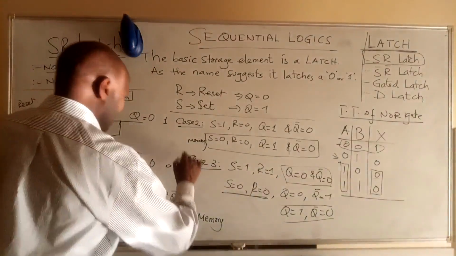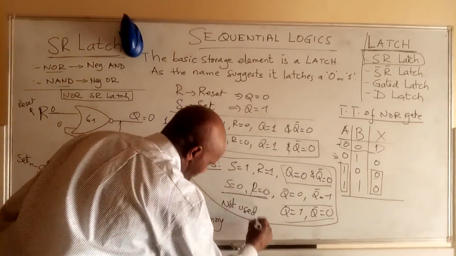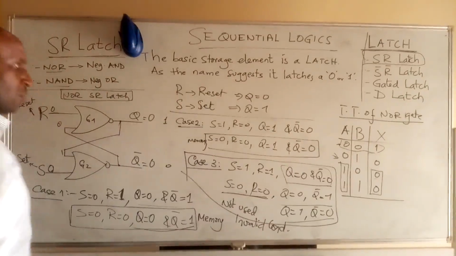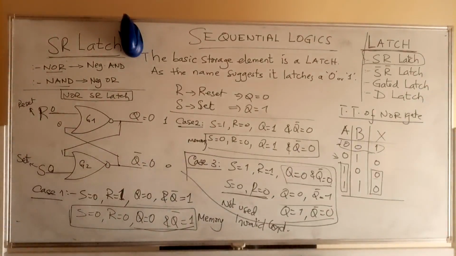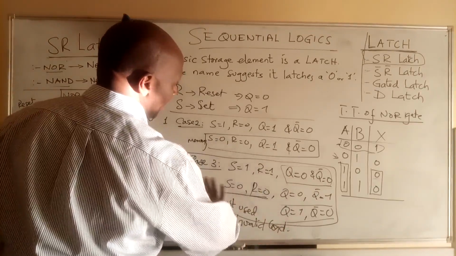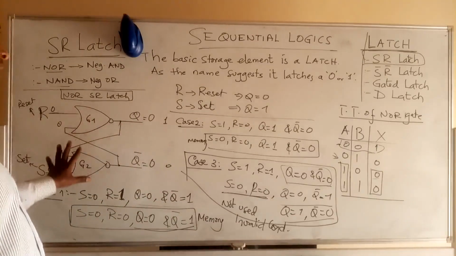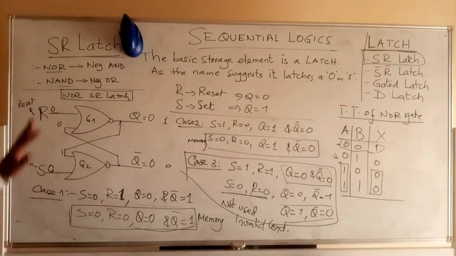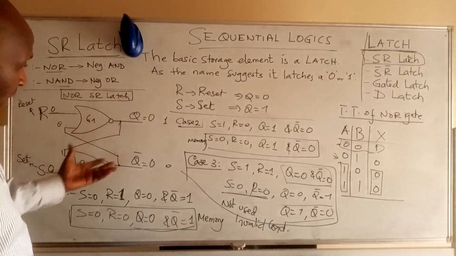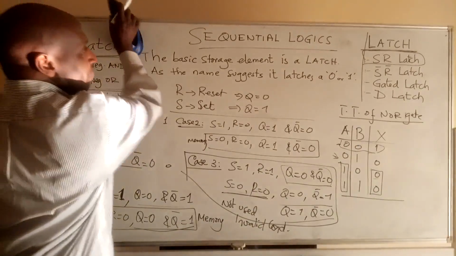So this case is not used, or you can say it is invalid. This is an invalid condition. So according to what we have, when S is equal to 1 and R is equal to 1, this is an invalid condition. It is not used in the SR latch. So now, friends, this is how the SR latch functions. Now, can we draw the truth table of this SR latch? So let me remember this side.